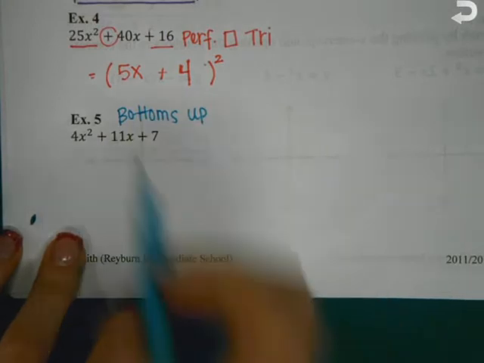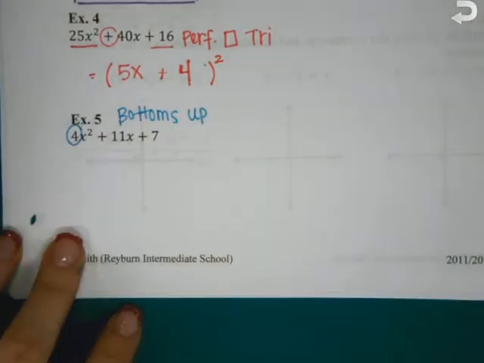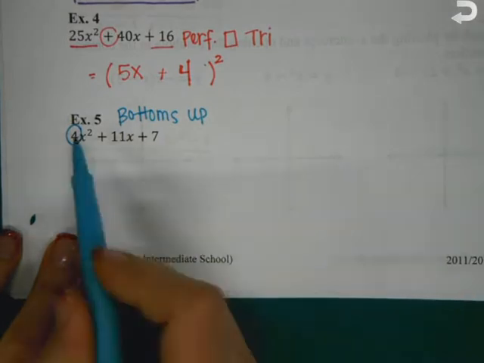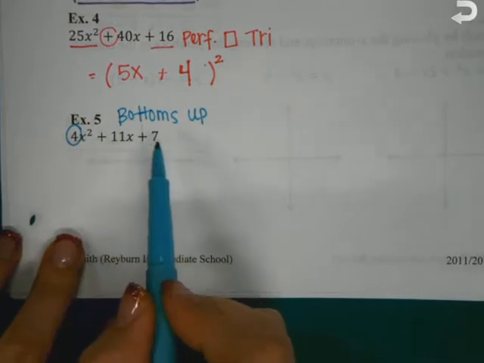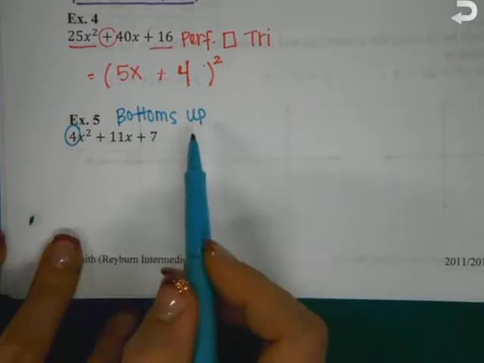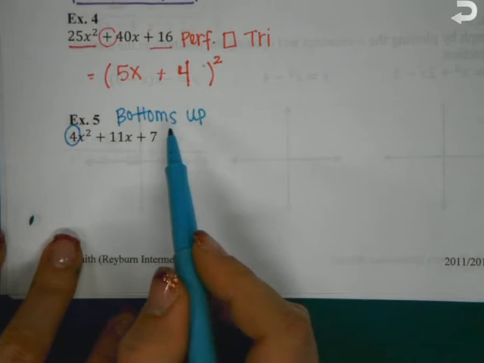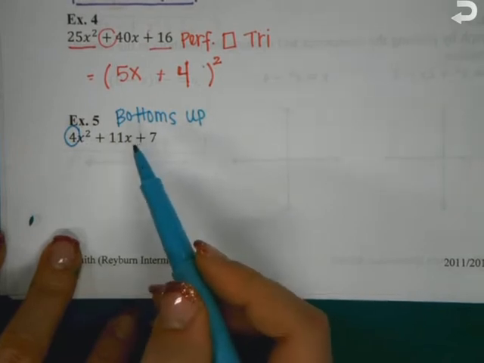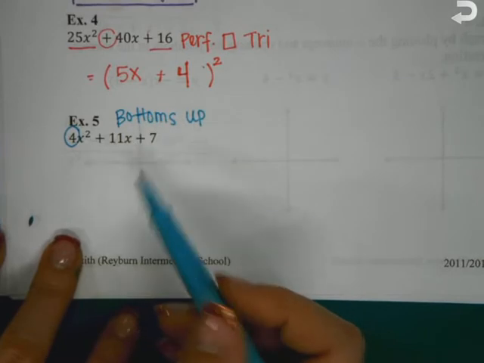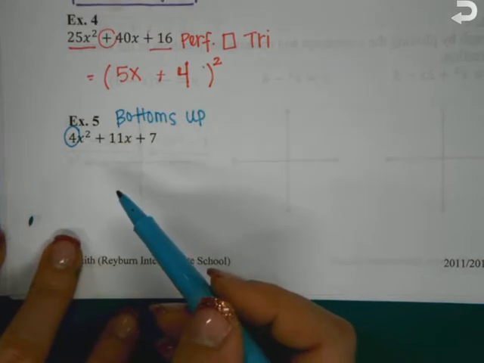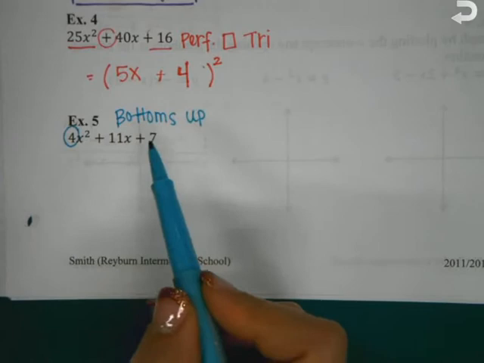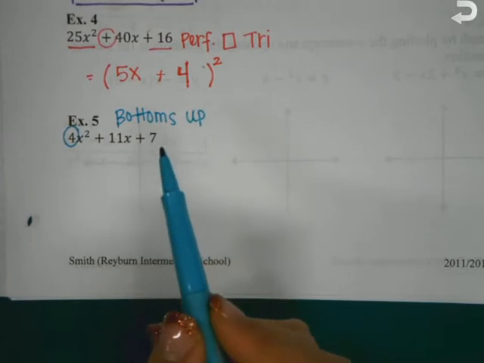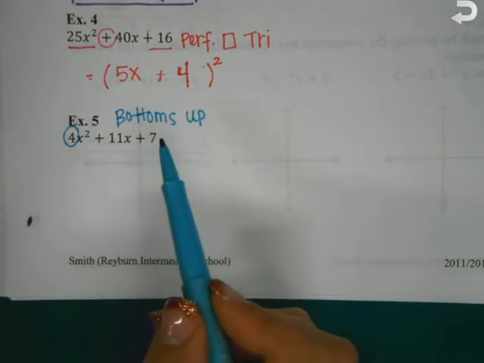We first checked if there is a GCF. Remember, if there is a GCF in the expression and you do not factor it out, bottoms up will not work, which is why we always check for GCF first. If there's a GCF in there and you don't factor it out, bottoms up will not work. So what is my first step of bottoms up?